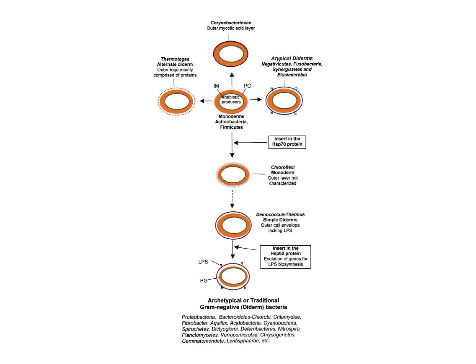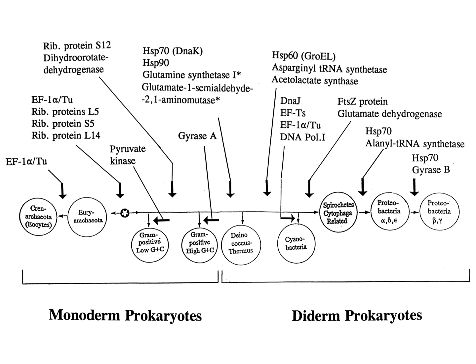So in addition to the cell membrane and cell wall differences, there are some sequence differences in ribosomal proteins, in elongation factor proteins, in pyruvate kinase, etc. So you can also use phylogenetic analysis to make these points of branching into the various monoderms and diderms.